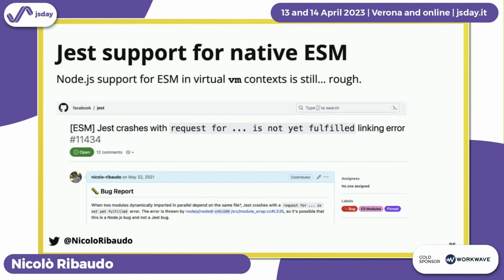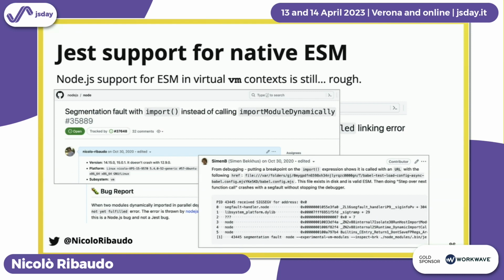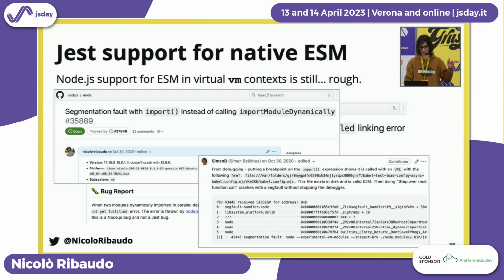And we found many bugs trying to run ESM natively in Jest. For example, some crashes, which were not just errors thrown by Jest. Node was actually crashing from its C++ code. We reported this to Jest, then this was reported to Node when we discovered other segfaults related to this. This was V8 crashing with a C++ stack trace that I have no idea how to read.